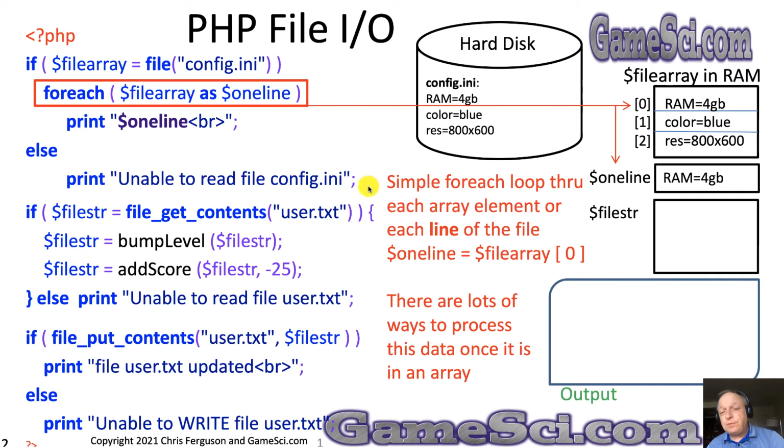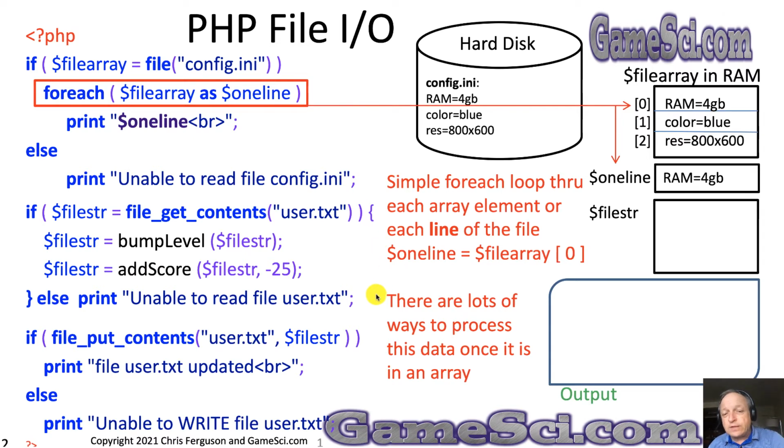Let's do a simple foreach loop through each array element or each line of the file. $line equals file array 0. What this syntax does is for each item in the file array, assign the first item to $line. And you can see that very first item, slot 0 of the array, got assigned to the variable $line. We just took a slot from the array and assigned it to the variable $line. That's what the foreach loop does. Take every item out of here and assign it one at a time to $line.